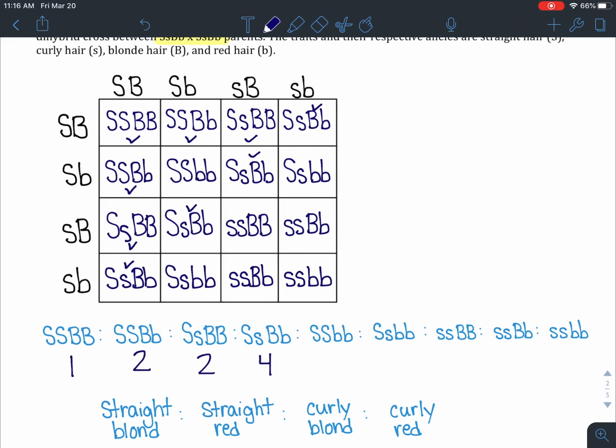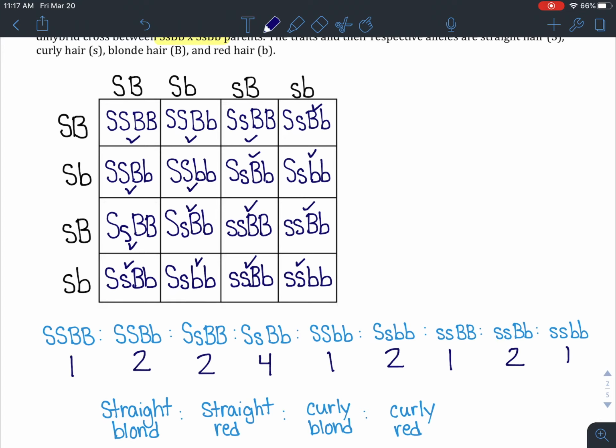The next one, big S, little b. There is 1 of those right there. Big S, little b. It's like a never-ending scavenger hunt. Little s, big B. Big B would be just 1. Almost done. Little s, big B, little b, there's 2. And then finally, there's only 1 of these.